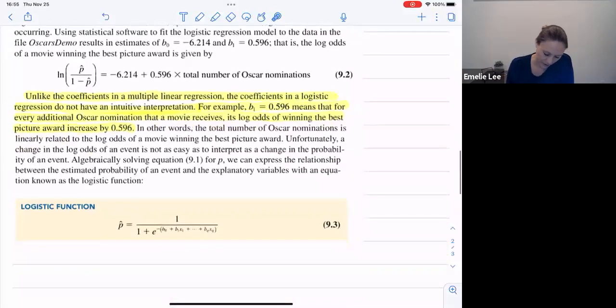So what we can say is that the number of Oscar nominations is linearly related to the log odds, but ideally we want to talk about the probability, right? Not just the odds. Then we could raise it to the power of, or e to the power of whatever, and then we could look at the odds. But what we actually want is the probability, right? And so we have to unravel the odds to get to the probability.